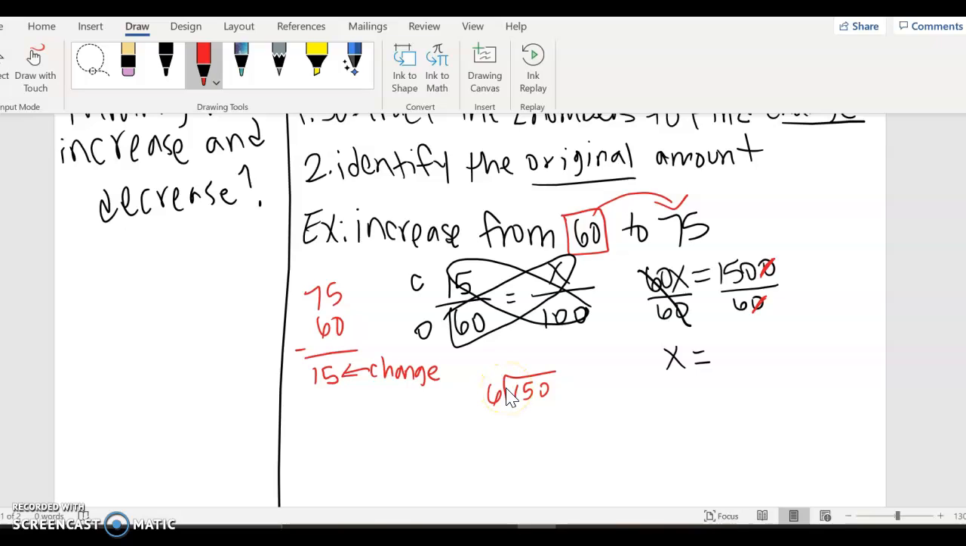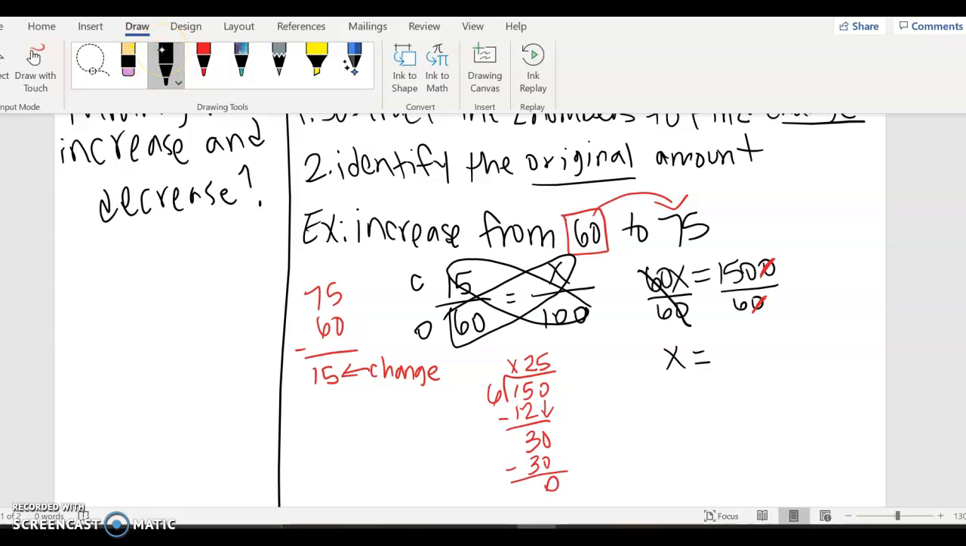So 6 does not go into 1, but it will go into 15 2 times. 2 times 6 gives us 12. Subtract, we're left with 3. Bring down our 0. 6 goes into 30 5 times. 5 times 6 is 30. 30 minus 30, and we're done.